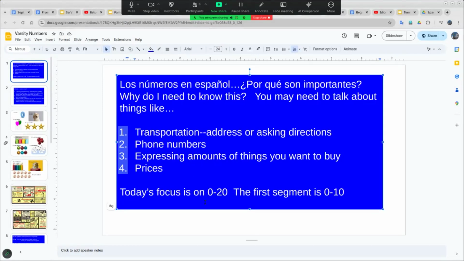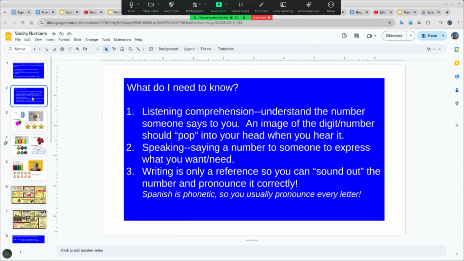Numbers are a survival thing because you'll hear them whenever people are talking about transportation, like the number of a bus route you need, an address, or asking for directions. They're going to tell you how many blocks to walk with a number. We need it for phone numbers, and for expressing amounts of things you want to buy, like I need to get 5 apples. Prices, here's the real thing. You'll hear it a lot with prices when you ask to buy stuff. So numbers are a survival skill, and we'll probably take it up to 30 for sure today.